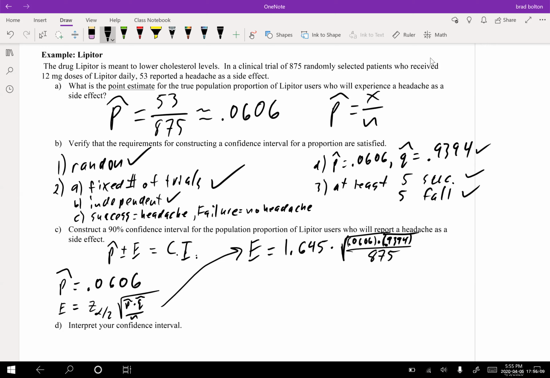Okay, let's do this real quick. So we have E equal to what? I'm going to do 1.645 times second function square root of 0.0606 times 0.9394 divided by 875. And I get approximately 0.0133. Let's round off to 4 decimals.